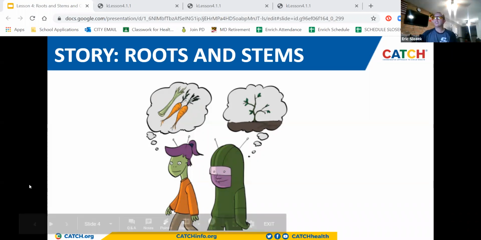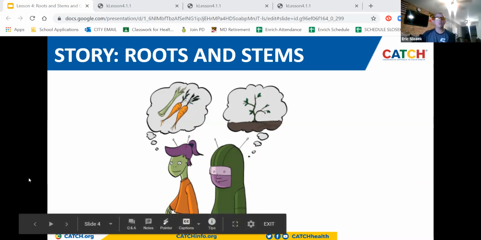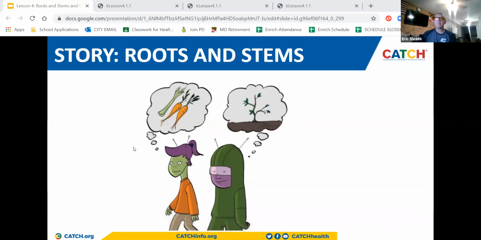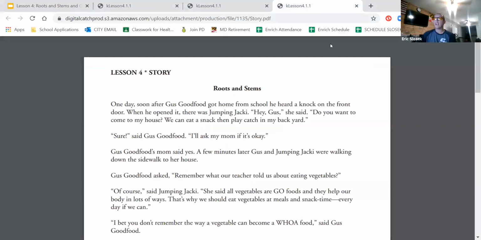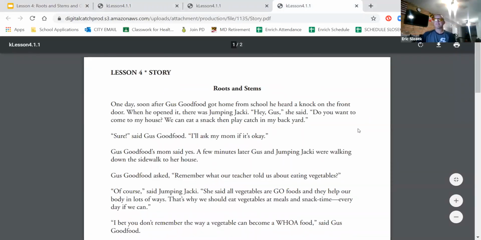So we're going to read the story, which is called Roots and Stems, and I'm going to show you the story so that you can follow along as we go, okay? So here's the story called Roots and Stems.